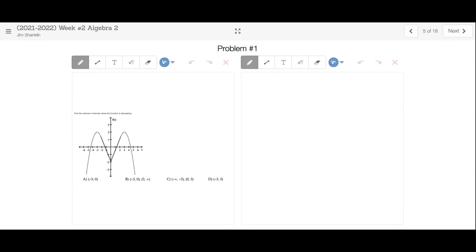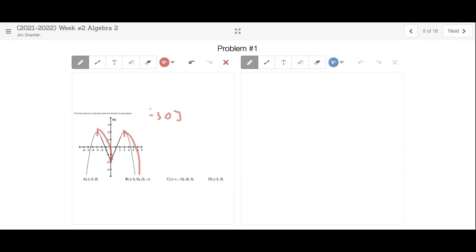So where is this function decreasing? Now this is where you are supposed to show your work. This week there are a lot of problems where there's not a whole lot of work to show. How do you show work for this one? I guess you could just take your marker, let's do red. So it's decreasing here, and it's decreasing here. So I'm going to go from like -3 to 0.